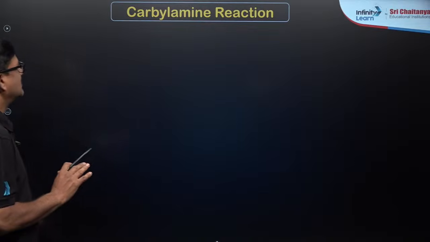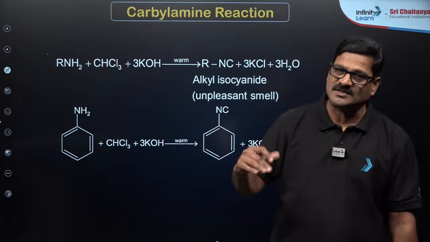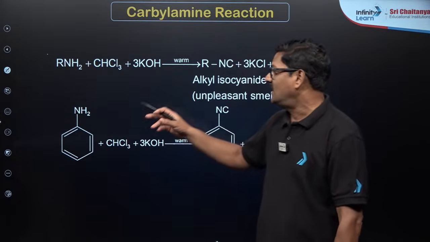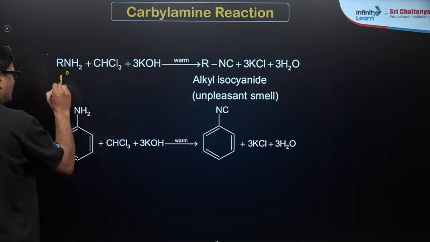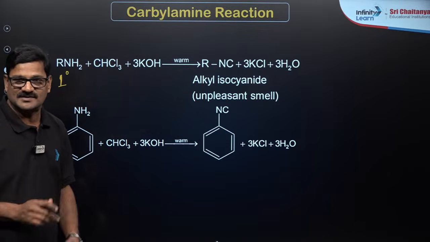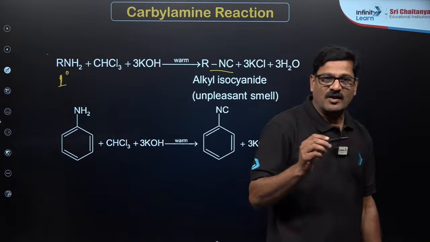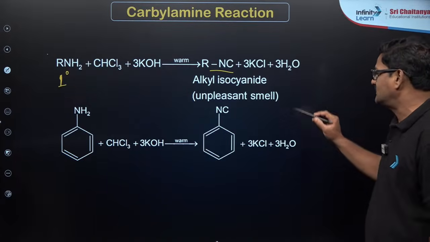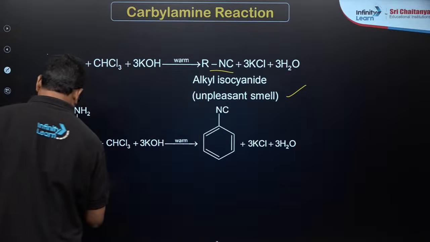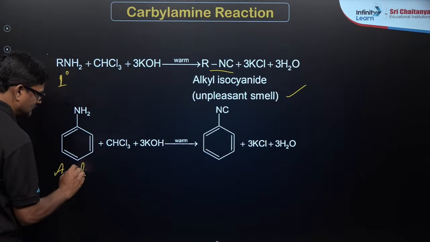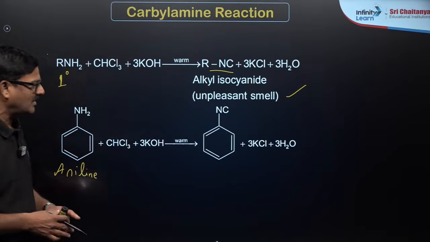And let us talk about the carbylamine reaction. The carbylamine reaction is given by aromatic and aliphatic primary amines, and when a primary amine is treated with chloroform and KOH, it gives an isocyanide. The smell of isocyanide is deadly poisonous, an unpleasant smell. Aniline, when treated with chloroform and KOH, gives phenyl isocyanide.